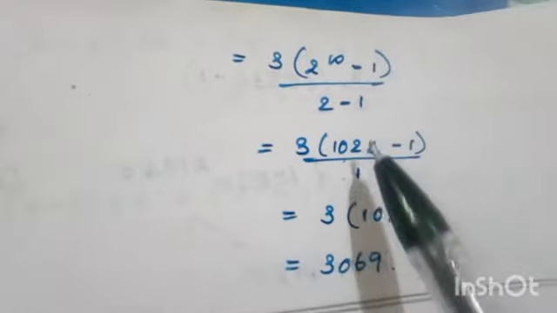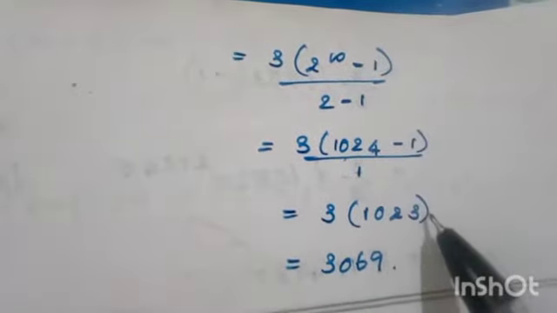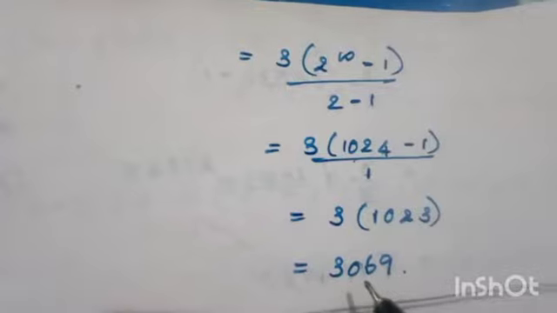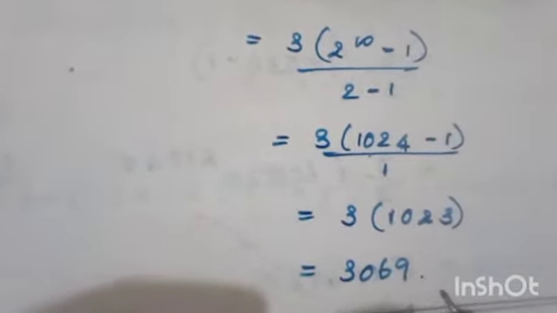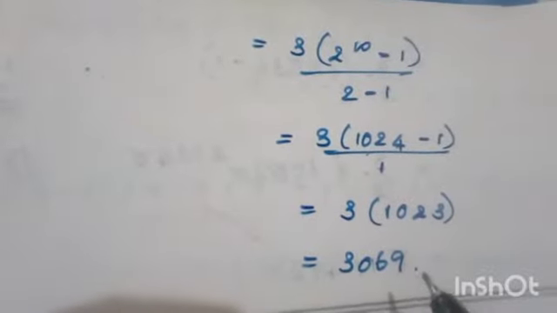So that is 3 into, you have to subtract these to 1023. So you have to multiply, that is 3069. So the sum of the given geometric series is 3069.